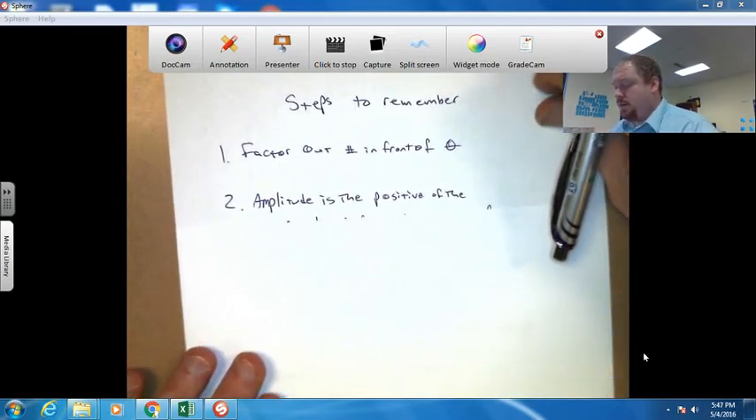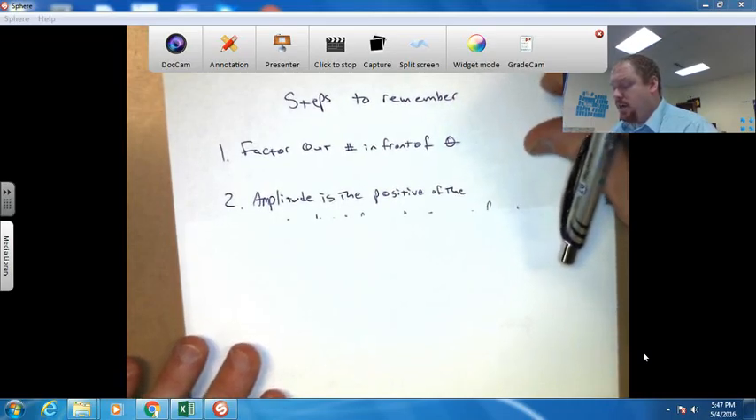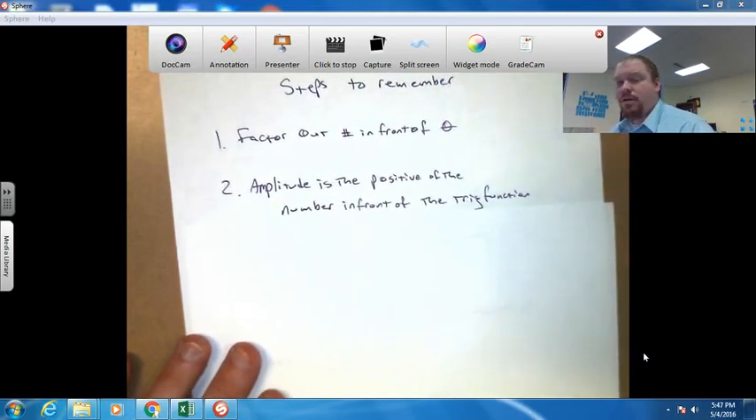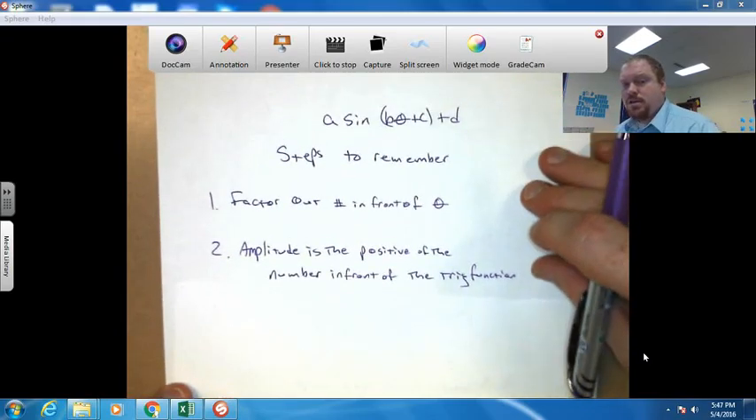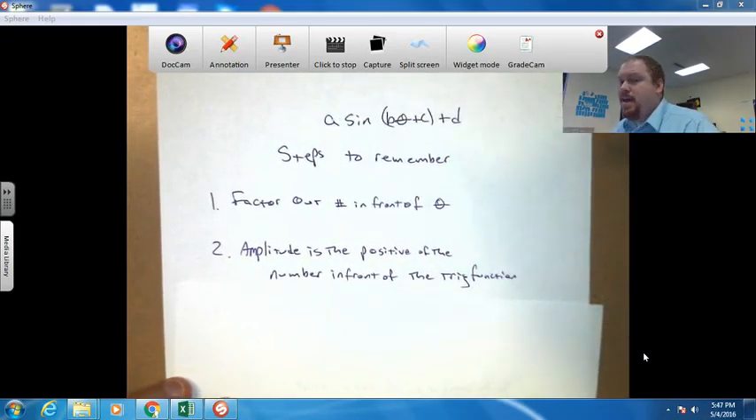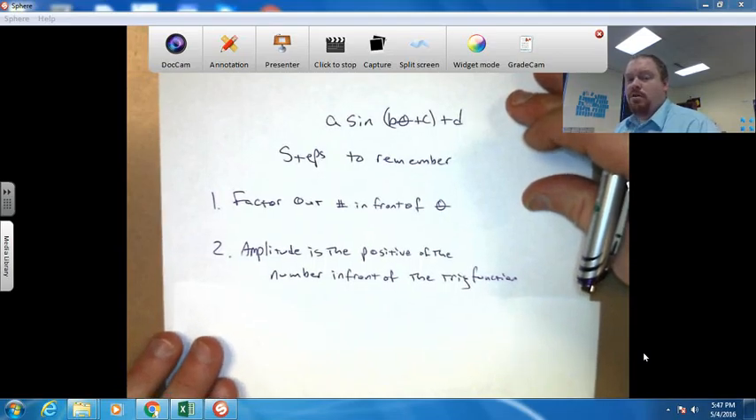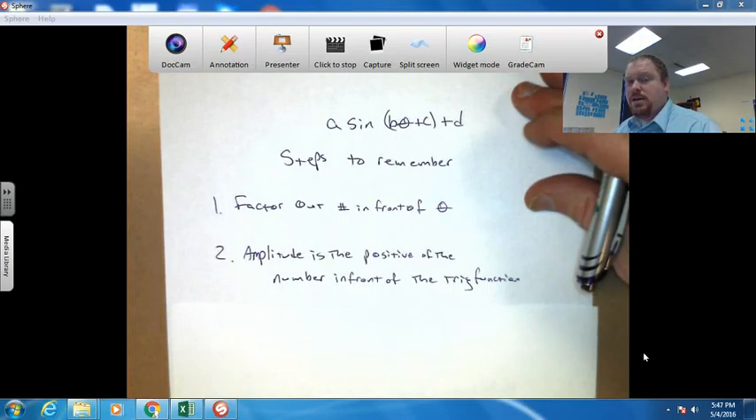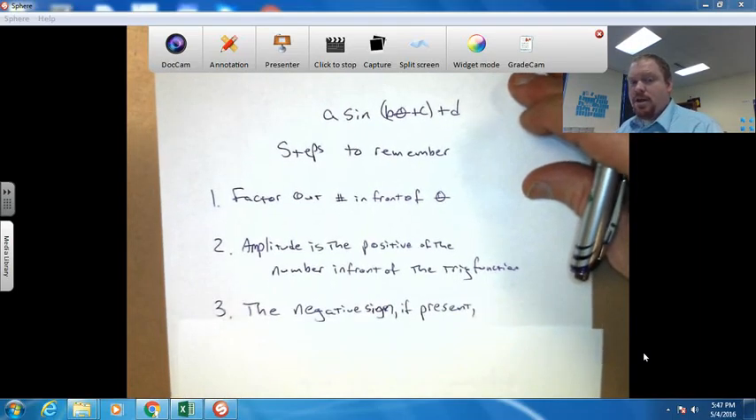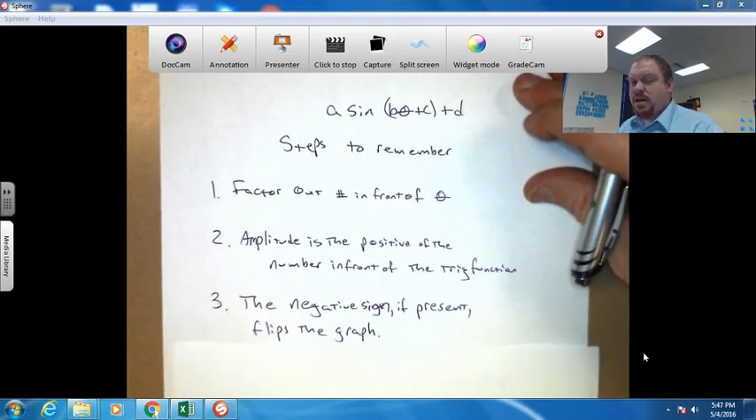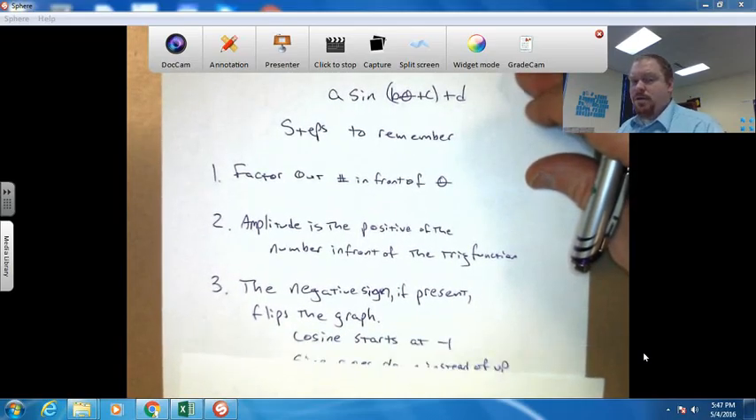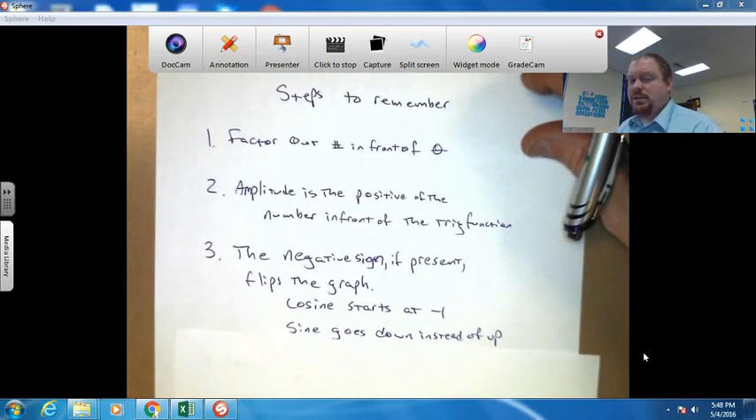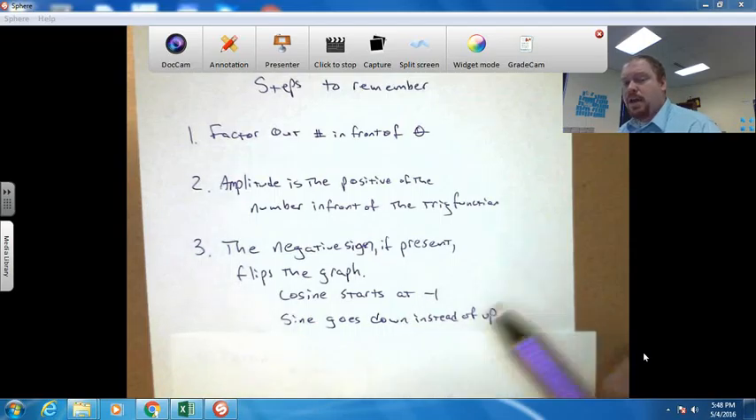Step 2, the amplitude is the positive of the number in front of the trig function. So in this case, the amplitude would be a. Even if that number is negative, you're going to take the positive version of that number for the amplitude. That's just going to stretch the graph. If it is negative, it's just going to flip the graph. So what that means is, if it's cosine, it's going to start at -1. If it's sine, instead of going up, it's going to curve down.